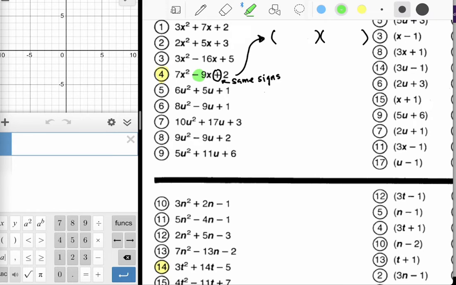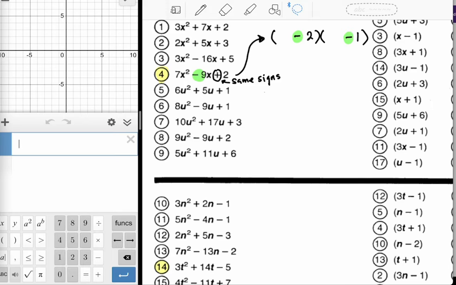So if we know they're going to be the same signs and the b value is negative, then these two signs each have to be negative. So I know I'm going to have a 2 and a 1 in there. I don't know which order, but I'm just going to make an assumption. I'll put the 2 first, then the 1. But you can go the other way around also.